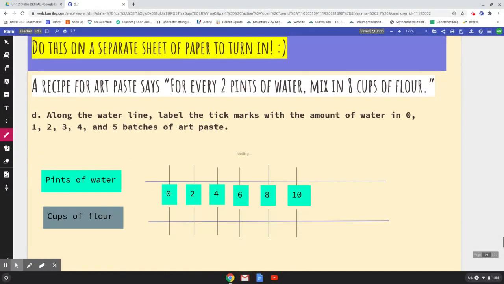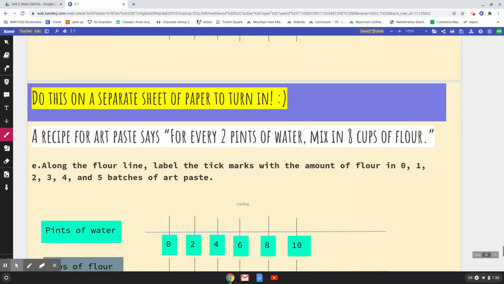All right, so now on your piece of paper, it says along the water line, label the tick marks with the amount of water in 0, 1, 2, 3, 4, and 5 batches. Okay, so for the water, we're multiplying every time by 2. Remember that the number line always starts with a 0, and then you're going to count by 2s. So on the second tick, write a 2, and then 4, and then 6, and then 8, and then 10, the same way that mine looks.